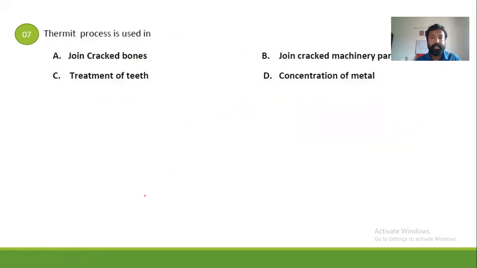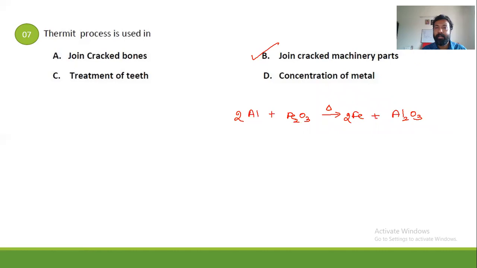Question number seven is the thermite process. When we take aluminium with Fe2O3, it gives rise to iron and aluminium oxide. So 2Al plus Fe2O3 gives 2Fe plus Al2O3. Aluminium reduces iron oxide to iron. The question is not about that process, but what it is used for. So for question seven, we go for option B, join cracked machinery parts. We need to join the machine parts which are cracked. We use it, and this is called the thermite process.